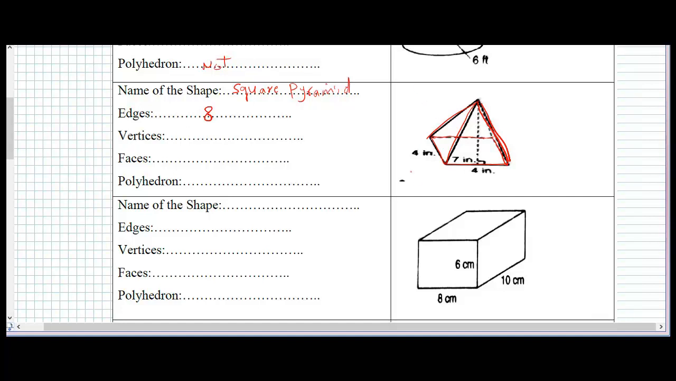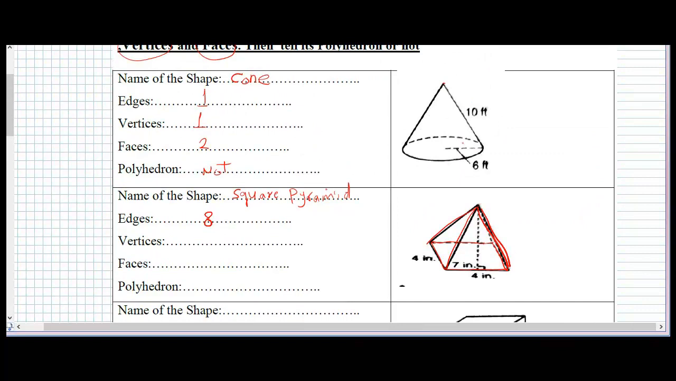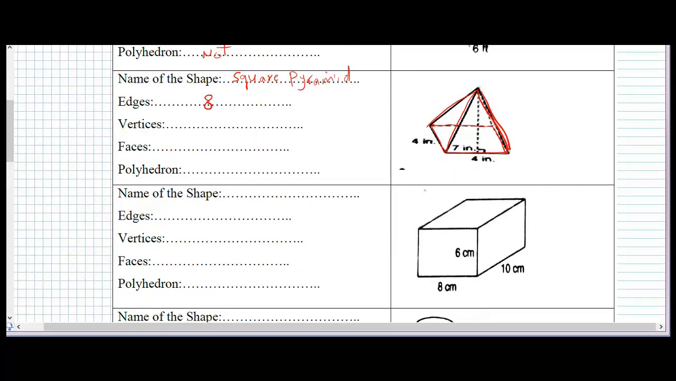Don't forget that if I have only one base and all the edges meet in one point, it's a pyramid or cone. Same as the cone. How can we name the pyramid? We name it by the name of the base. The base here is a square, so it's a square pyramid. If the base is a rectangle, it's a rectangular pyramid. Whatever the base is, we name it by the base.